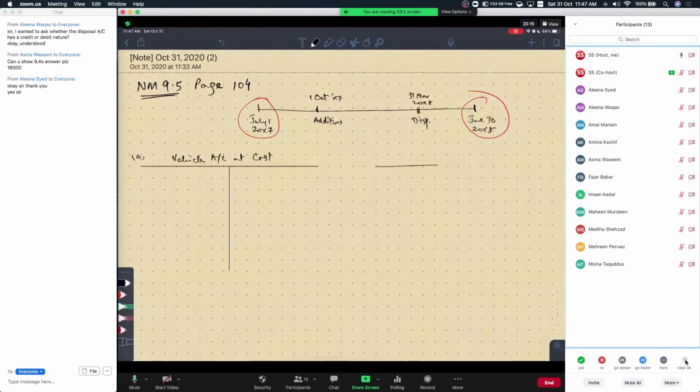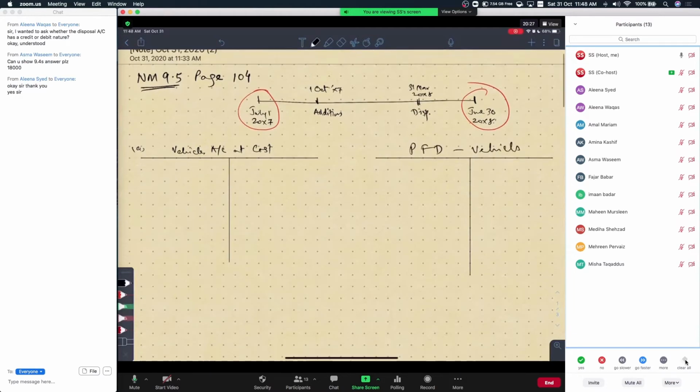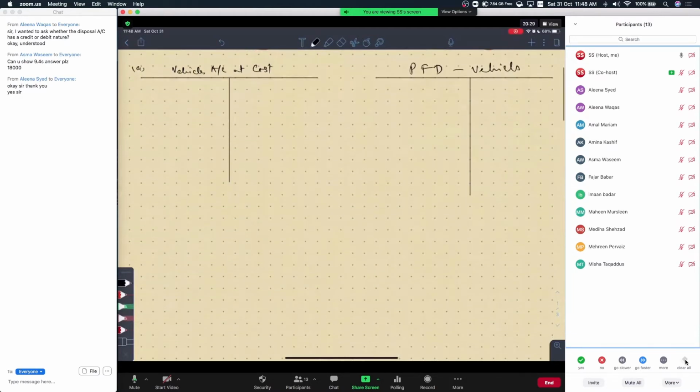And this is our provision for depreciation account. Provision for depreciation account for vehicles, right? And this is going to be our disposal account here, part C. So part C here, that's our disposal account for vehicles.